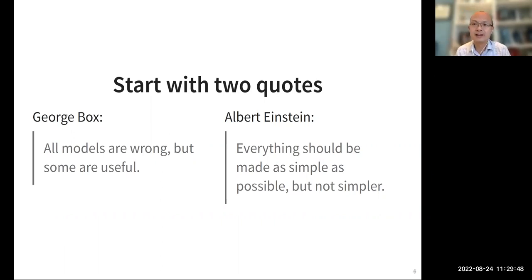The second one is from Albert Einstein. It's kind of philosophical. It doesn't really tell us how to do it, but philosophically, it shows what our goal is. Everything should be made as simple as possible, but not simpler. How to really understand this quote?